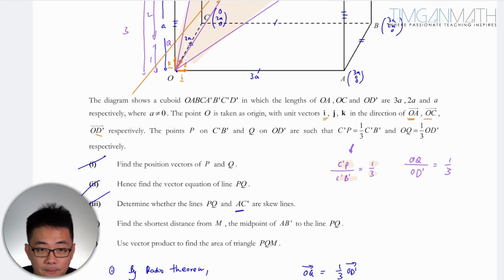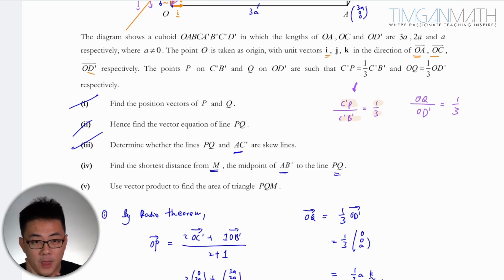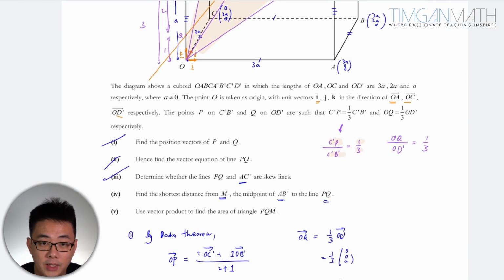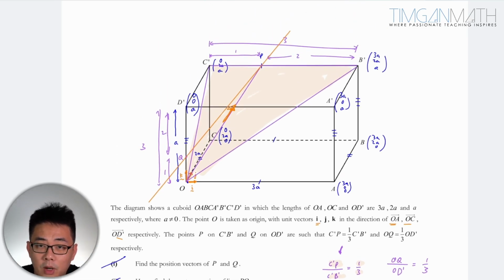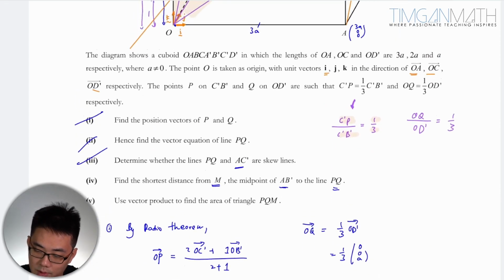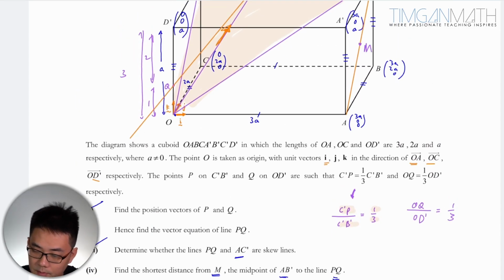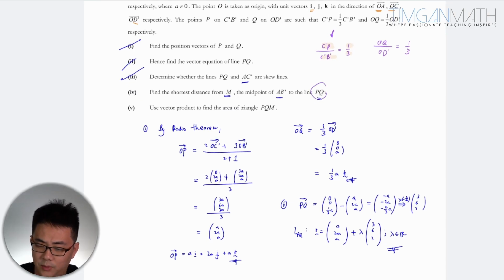Let's look at part 4. Find the shortest distance from M, the midpoint of AB prime, to the line PQ. Where's AB prime? AB prime is here. You have the midpoint here, which is M, to the line PQ.